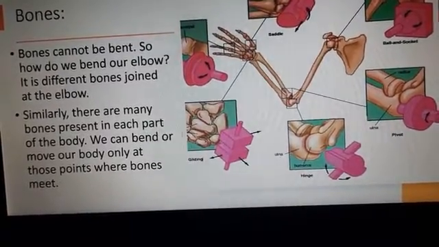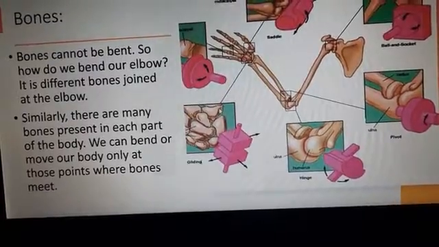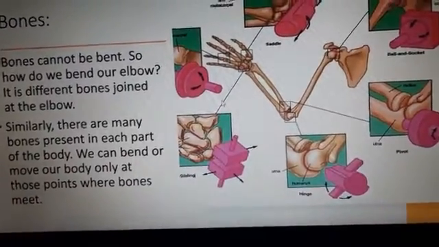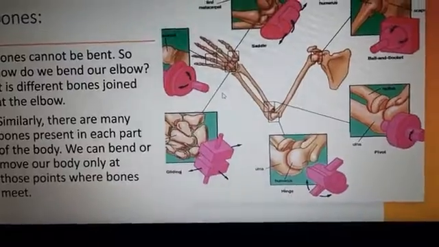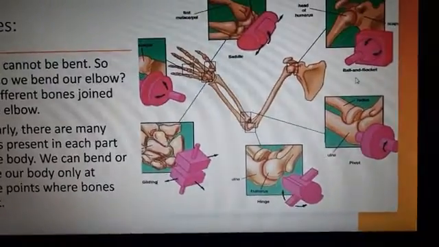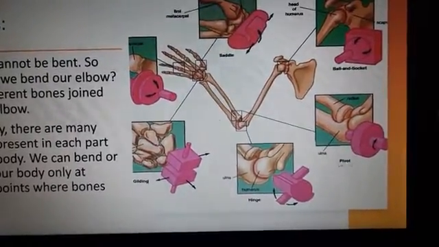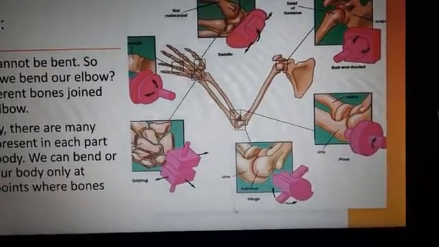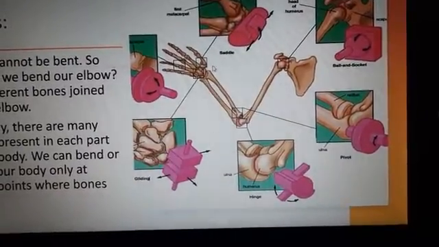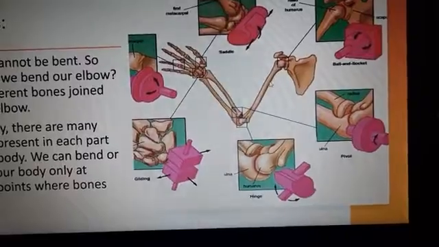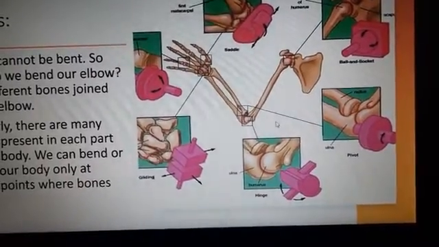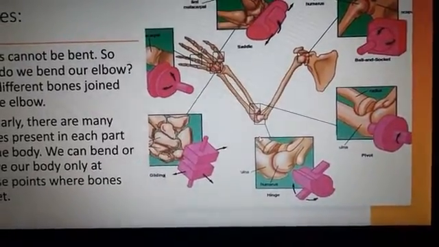So there are different kinds of joints present in our body, and based on the types these are divided into several types, like the ball and socket joint, the pivot joint, the hinge joint, the gliding joint and the saddle joint. So we are going to study about each of these joints in the next class.